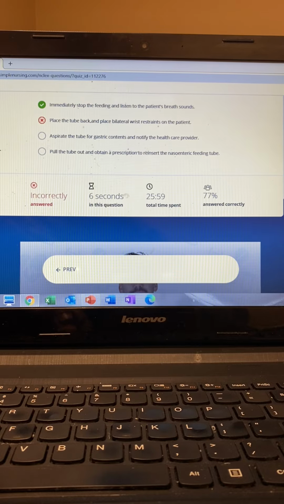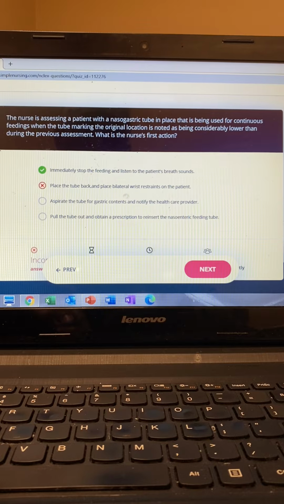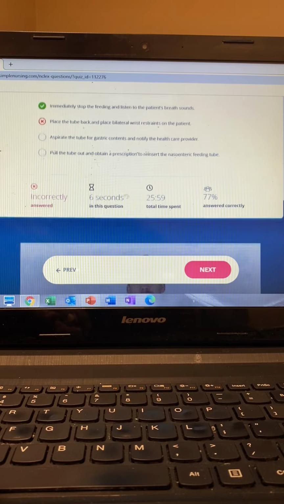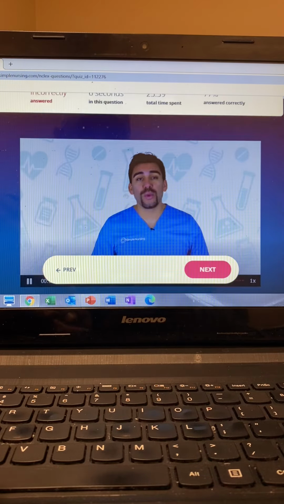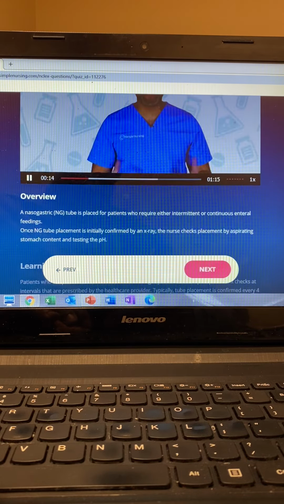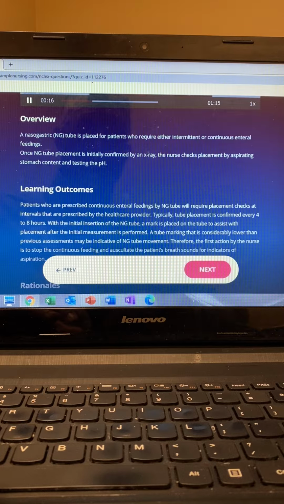Now, using our 3 steps, let's break this down. So this question is asking for a priority action of what to do first. For the key problem, you're assessing a patient with an NG tube who's getting continuous feedings. But now the mark indicating placement is much lower than before.